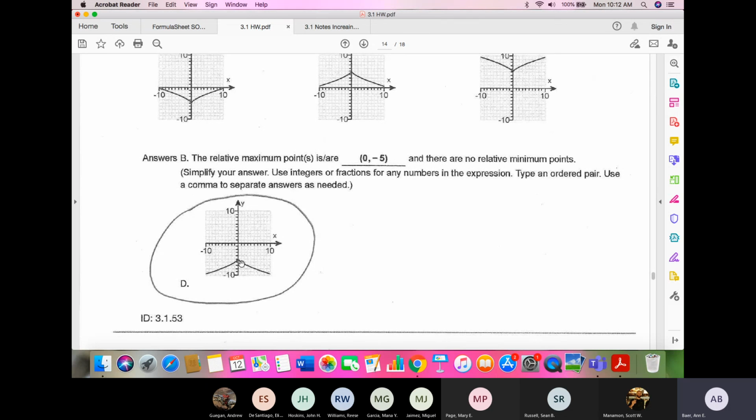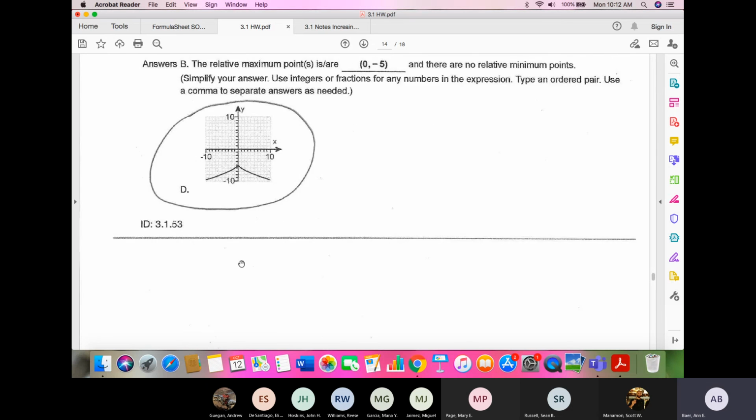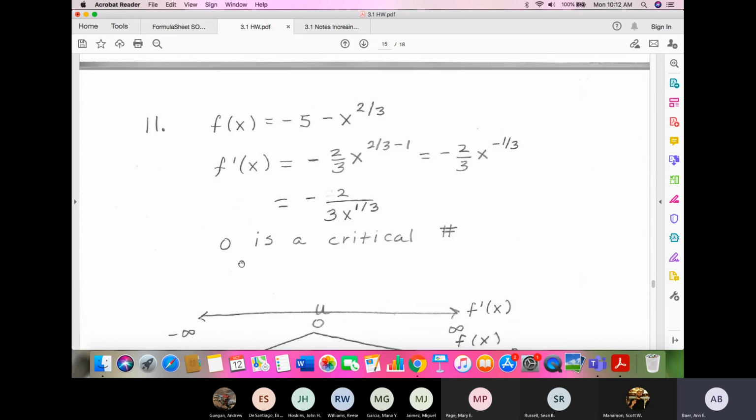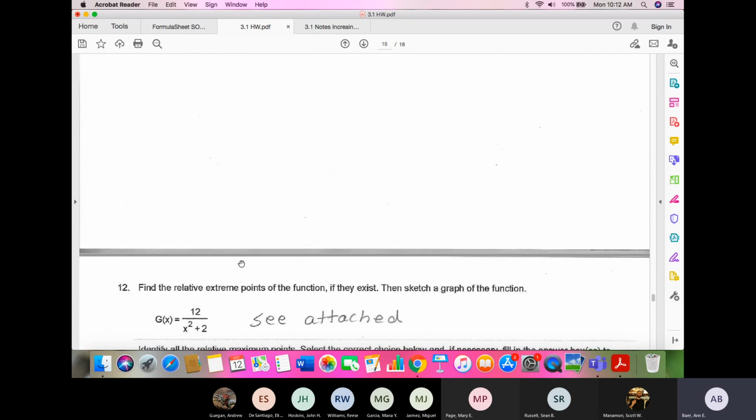Any questions on this? So that was number 11. I have a couple where I wanted to make a comment. Let me just take a look at that.